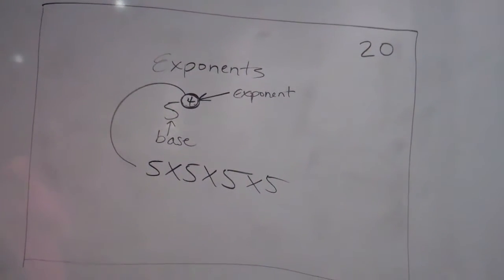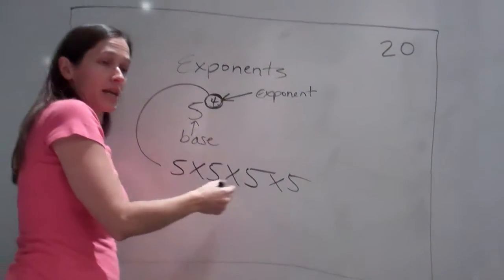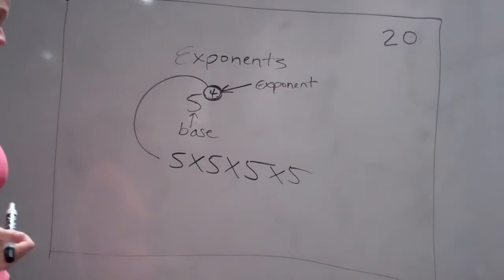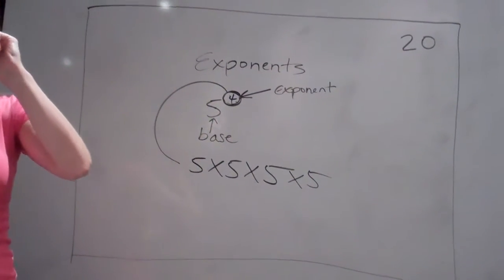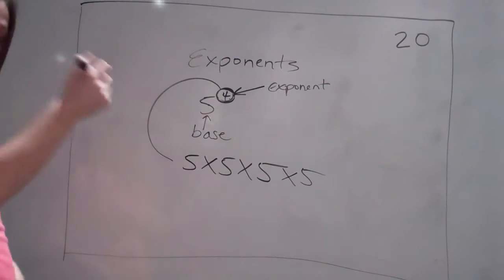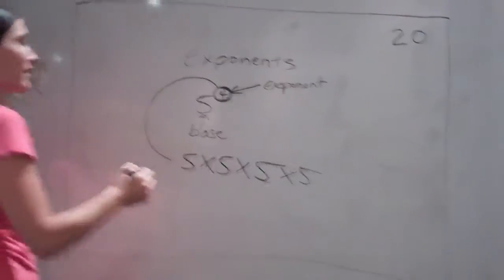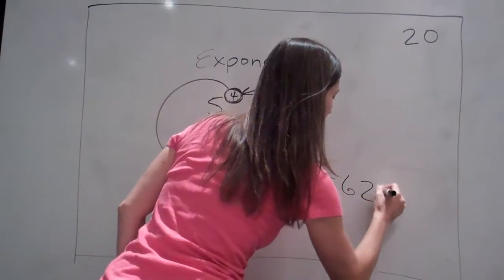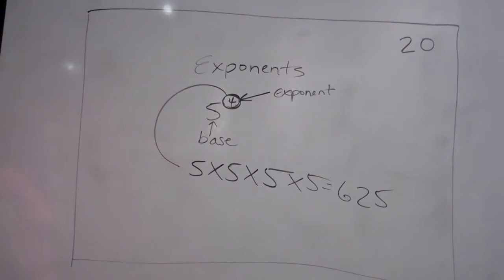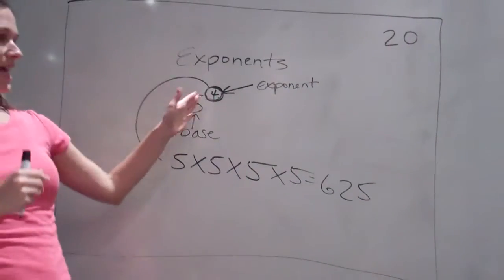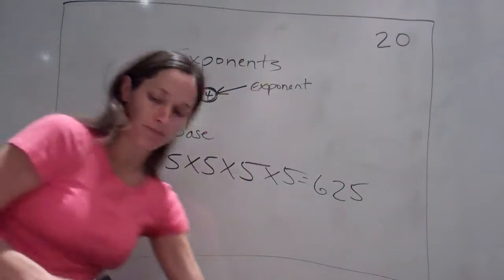Okay, pretty simple, and basically you just answer the problem. 5 times 5 times 5 times 5 is, I don't know what. Can we find out? Yeah, let's find out. It is 625, without me having to do the math. So this is how you would do an exponent problem.